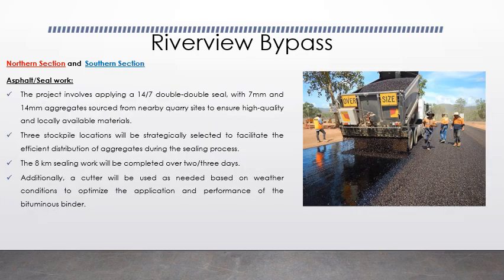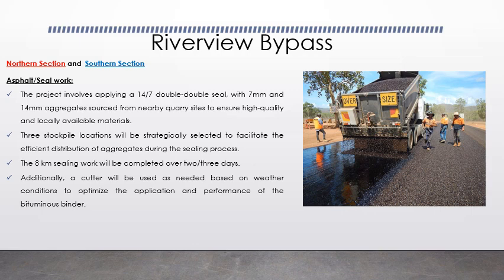Now let's turn our attention to the asphalt and sealing work plan for both the northern and southern section of the Riverview bypass. The project involves applying a 14-7 double-double seal in the northern and southern section. These aggregates will be sourced from nearby quarry sites to ensure we use high-quality, locally available materials. This approach not only guarantees the quality of the work but also supports local business and reduces transportation costs.